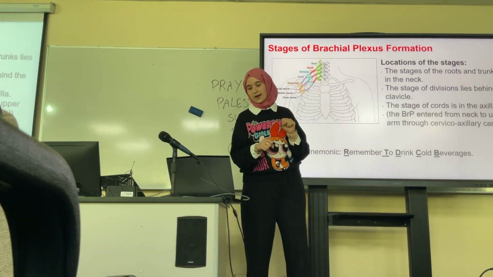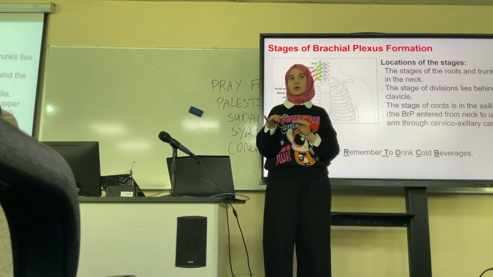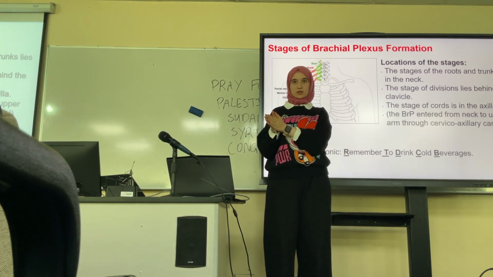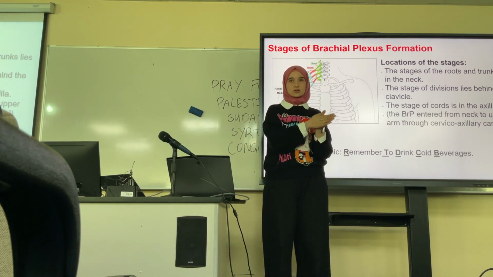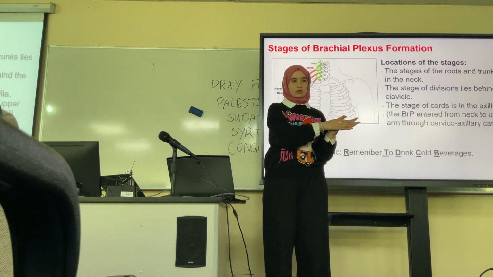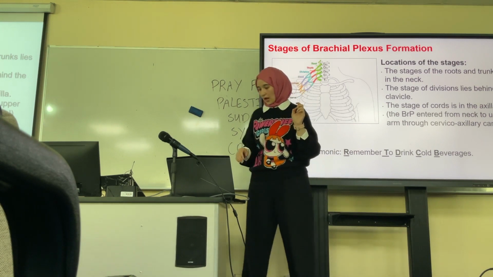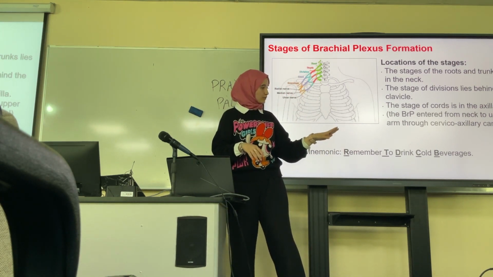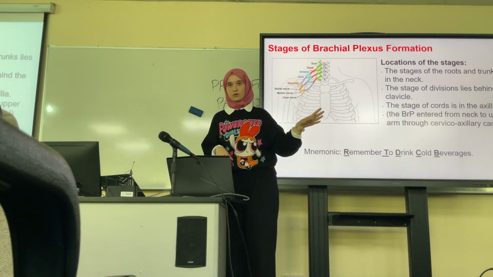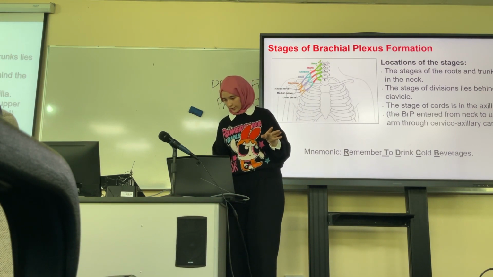We know that the brachial plexus starts from where? As roots, then trunks, divisions, cords, and branches. Yeah, that's it. And this is a mnemonic for you: Remember to drink cold beverages, to remember their order.